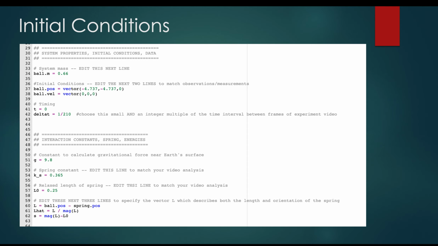I was able to calculate it by just looking at the video and comparing that to the height of the man, which was known. So I got that it was 0.25 meters, and then through that information I was able to calculate the L hat and the magnitude of the length of the spring of the slinky.